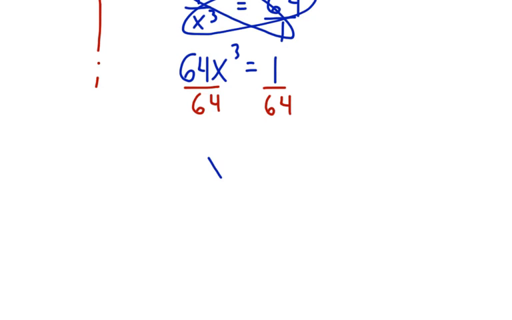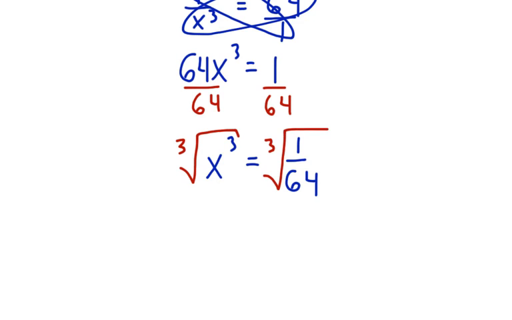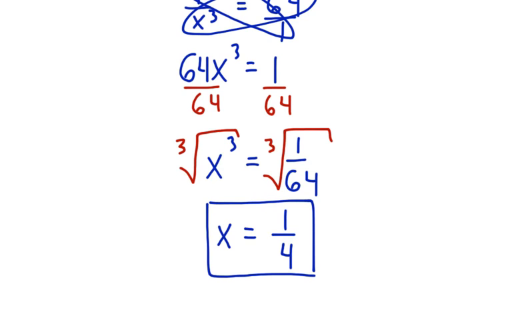equaling 1 over 64. And at this point we can go ahead and take the cube root of both sides, and that will be it. So the cube root of x cubed will pop out as just x. The cube root of 1/64, with a little bit of thought there, will come out as a value of 1/4. So there's our solution. Let me just justify that final step a little bit more thoroughly.